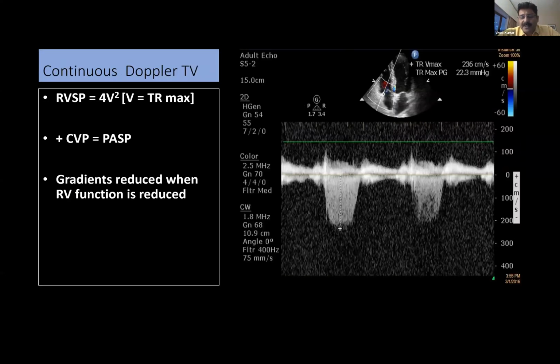One of the things we measure in these settings is the tricuspid jet. If we look at the tricuspid jet and transduce it, we get the maximum velocity of the tricuspid jet. And if we do 4V squared of the maximum velocity, we get the right ventricular systolic pressures. On top of it, if we add the CVP, and I will not discuss here how CVP is added, there are many ways, you get the pulmonary artery systolic pressures. But remember, the gradients are reduced when the RV function is reduced.